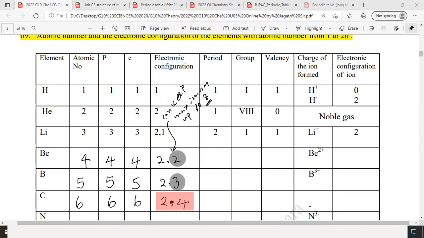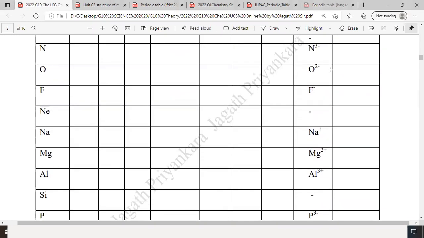I'll erase this. Now nitrogen onwards. Look at nitrogen. Nitrogen is what? 7th element of the periodic table. Nitrogen is 7th element. Atomic number is 7. So atomic number 7, proton 7, electron 7. What is the configuration? 2 comma 5. 2 comma 5 means first level 2 electrons, next level 5 electrons. 2 plus 5, 7. There are 7 electrons.